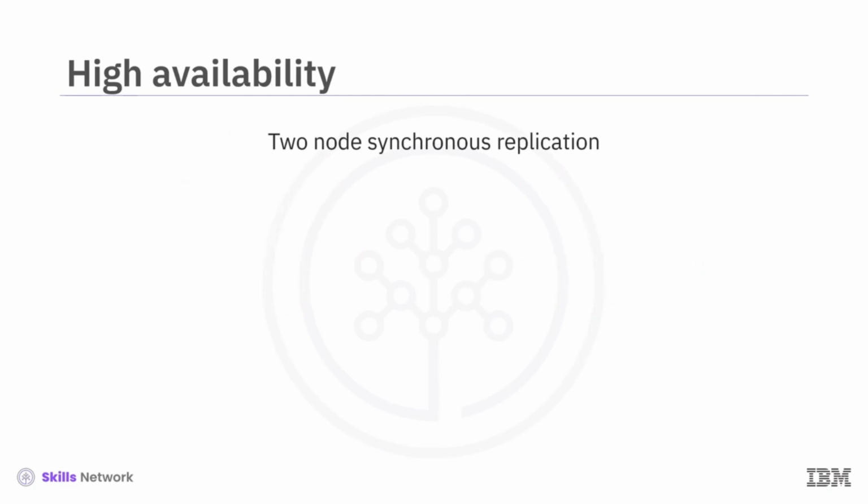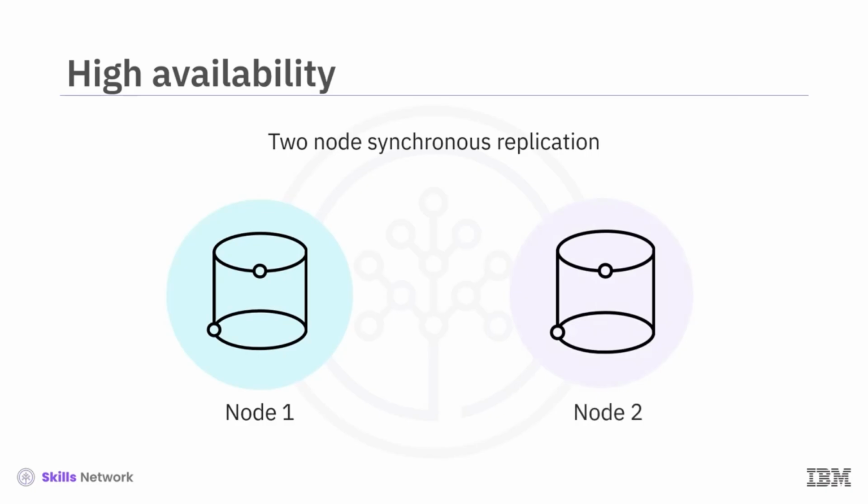Postgres supports replication for high availability. It supports two-node synchronous replication. This stores a copy of your data on a second server and applies each change you make to Node 1 at Node 2. You can then share read loads across the two servers, and if Node 1 fails, you can enable Node 2 to service all clients until Node 1 is running again.